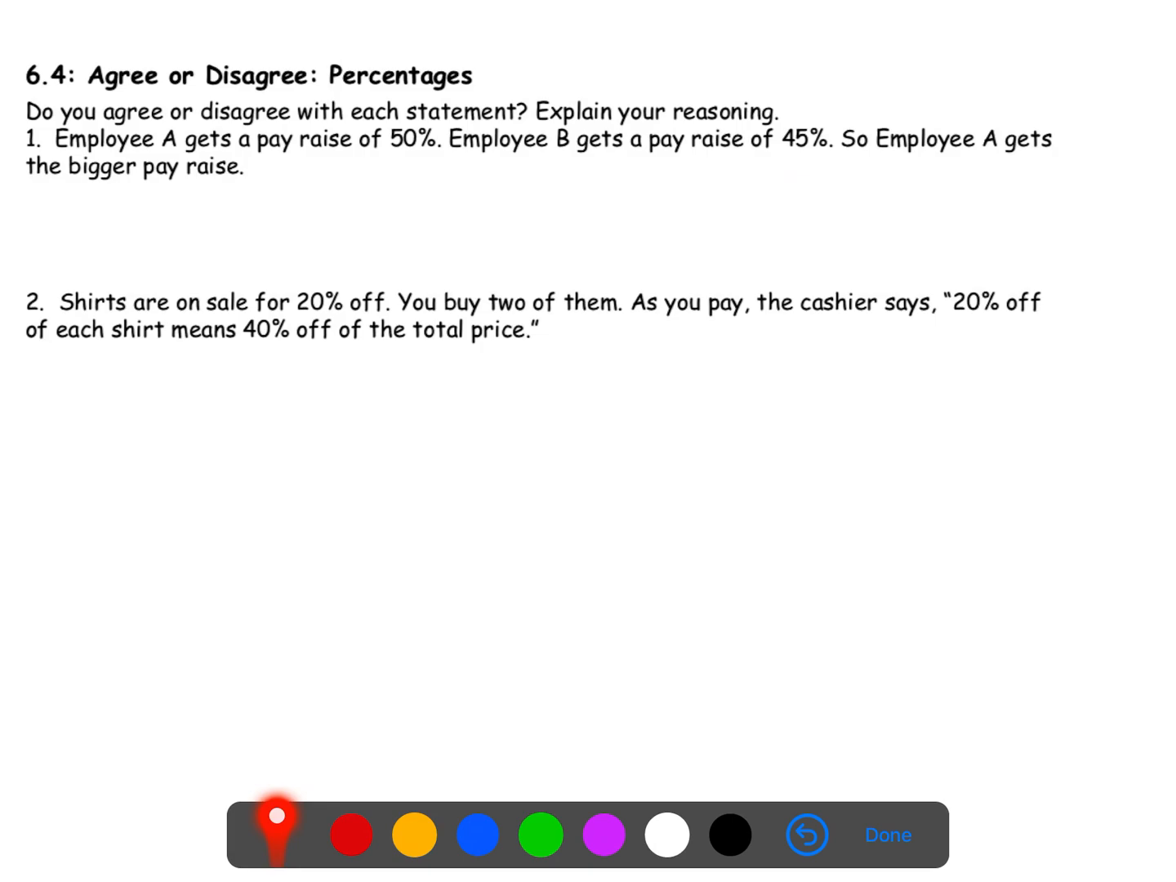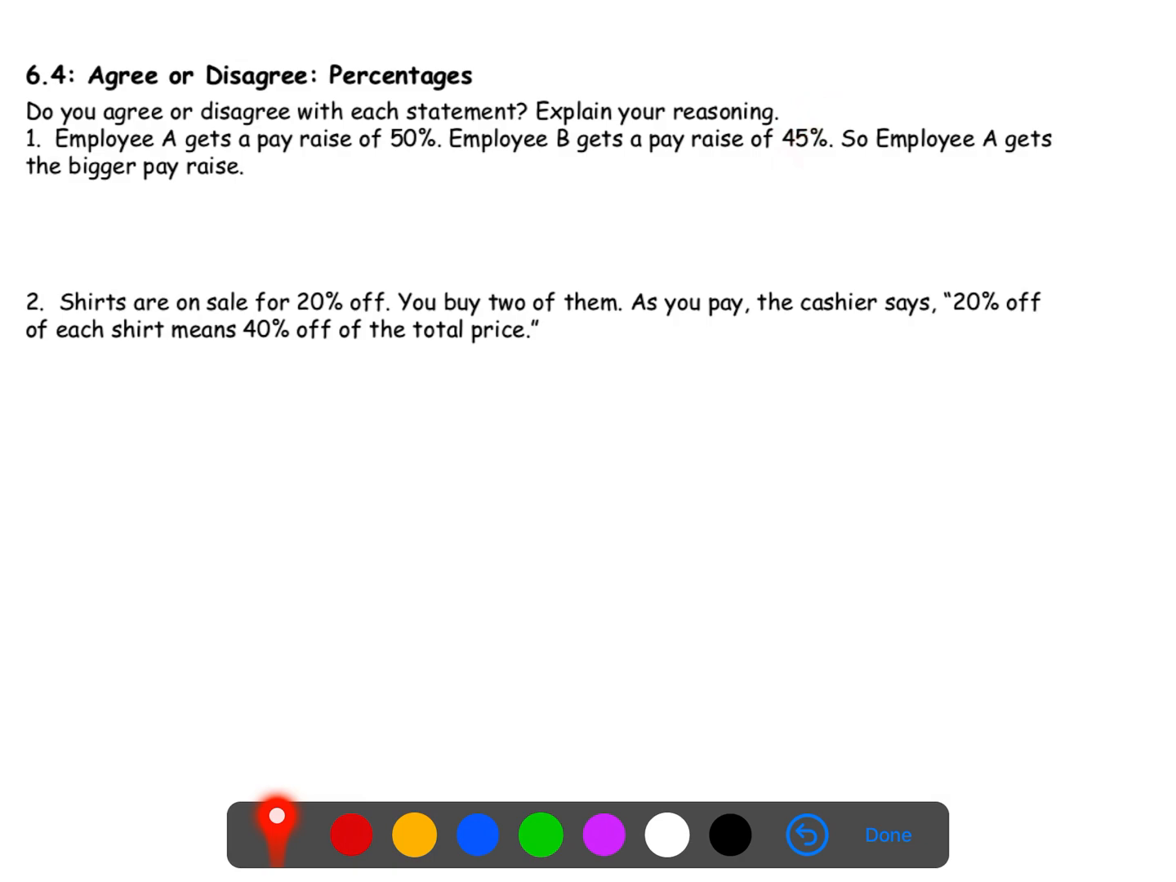Now, think about that. We're talking about percentages, parts of a whole amount. So, in a sense, we can all agree that 50% is a larger percentage than 45%. Here's the tricky part though. It depends on what amount we're looking at.